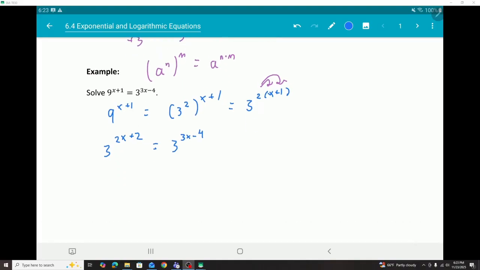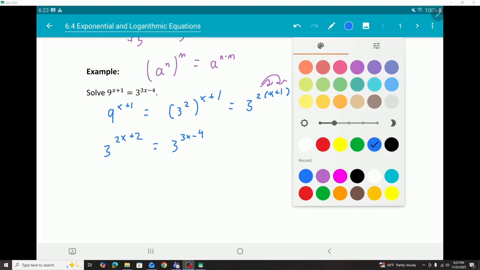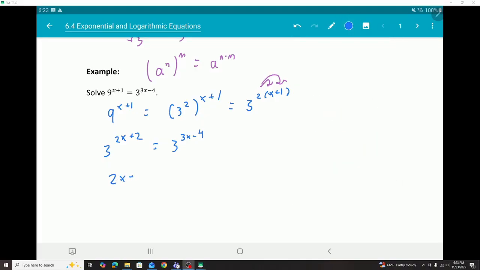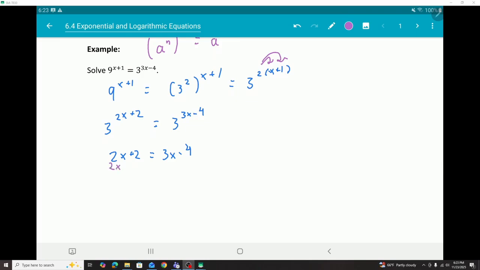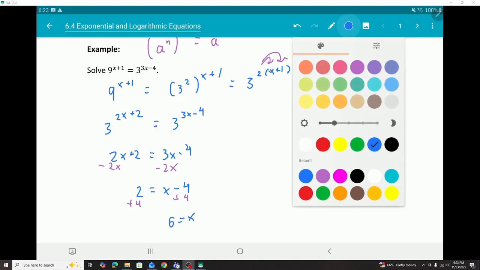So my two exponents are equal to each other. And so I get 2x plus 2 equals 3x minus 4. And I just go ahead and solve this like a normal equation. So minus 2x from both sides, minus 2x. I get 2 is equal to x minus 4. Add 4 to both sides. 4. I was thinking ahead to the final answer. So 6 equals x is our final answer.